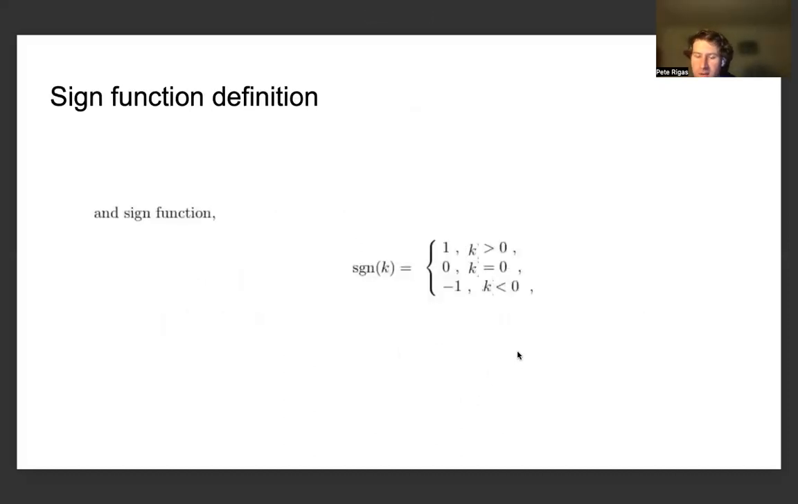And besides the terms that we had introduced in the energy function for the Riesz gas that's given in the previous slide, there's also a sign of k term, which is defined to be 1 if k is greater than 0, 0 if k is 0, and minus 1 if k is strictly negative.